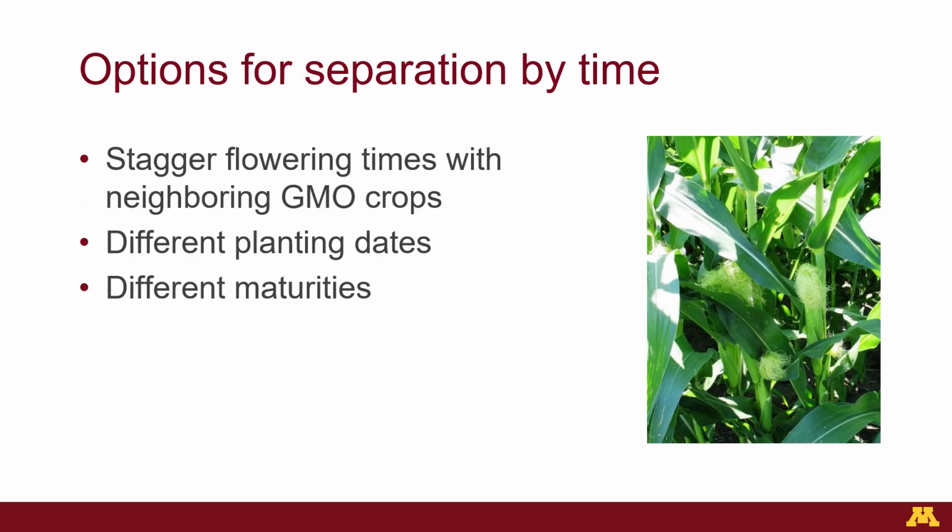Generally, organic farmers are going to be planting later than conventional farmers, so this means you want your neighbor's corn to be finished with its pollen shedding stage before viable silks are present on your corn. You can also choose varieties with different days to flowering to help maximize this separation. You can choose different maturities as well.